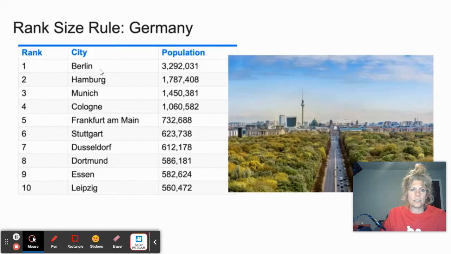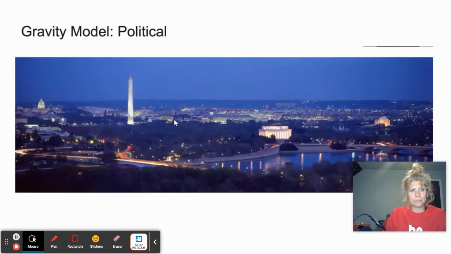You can also use the size rank rule here, and you see that Berlin, although it's very well known for having a lot of political power, you're also going to have Hamburg, Germany, that has a lot of economic power. Okay. And so again, you see when these cities have close numbers in population, again, those resources are going to be spread out.